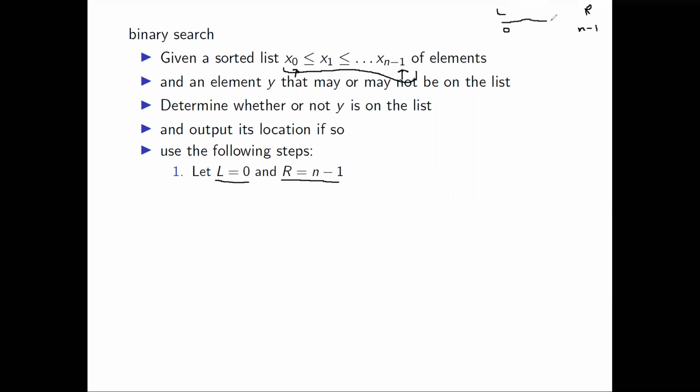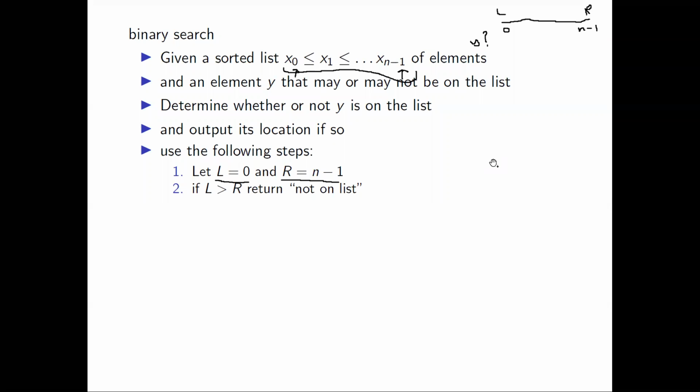And this is our list. It's some line that's representing our list of numbers. We want to figure out if y is on the list. Now, step 2: if L is greater than R, return not on list. Right now with L equals 0 and R equals n minus 1, we're assuming that n is at least 1 because our list is non-empty. So right now, L is not greater than R.